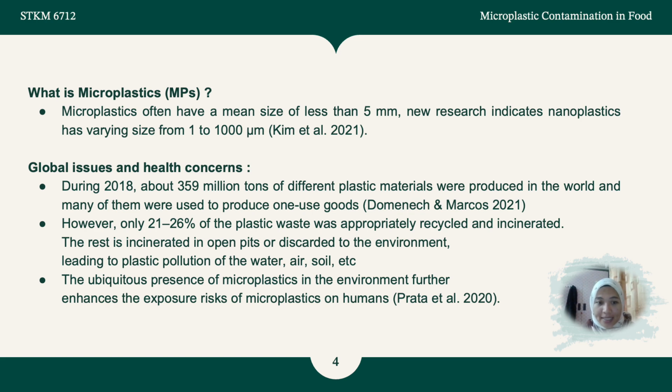During 2018, about 359 million tons of different plastic material was used to produce plastic-based products, and these plastic-based products are actually one-use goods. Once we use them, we can directly dispose of them, like plastic straws, plastic bags, and diapers, for example. So from the total of plastic-based products, only 21 to 26% of the plastic waste has been properly managed. The rest falls under improper waste management.